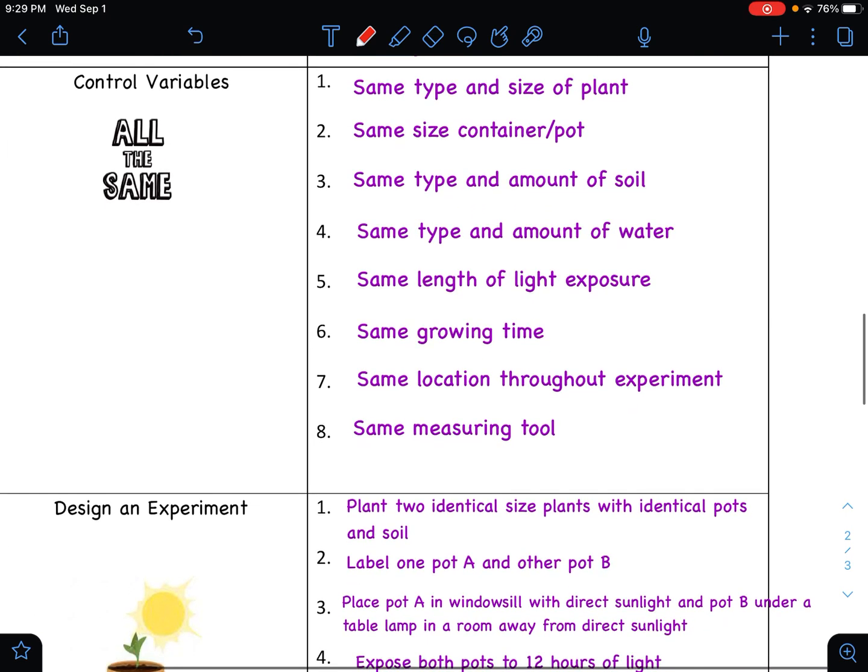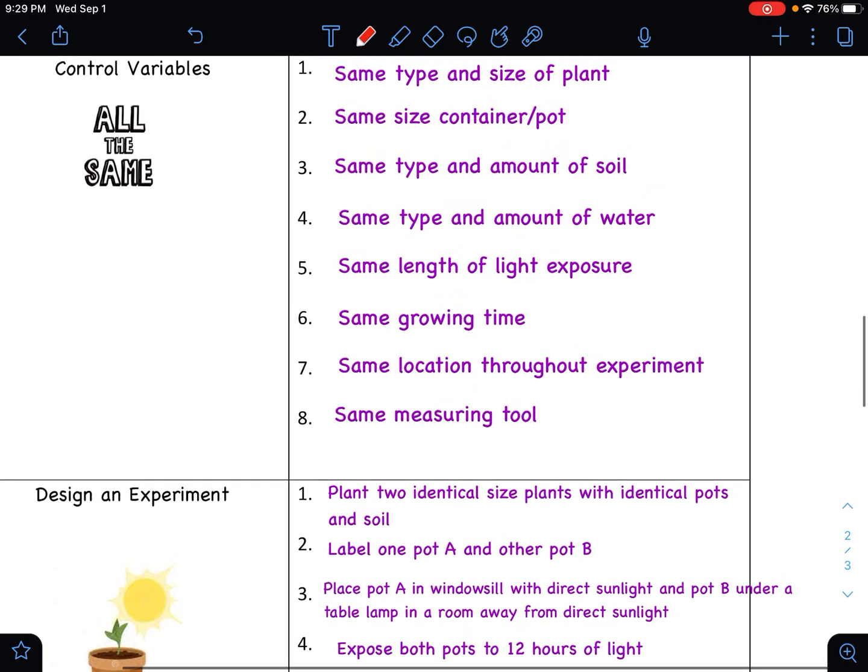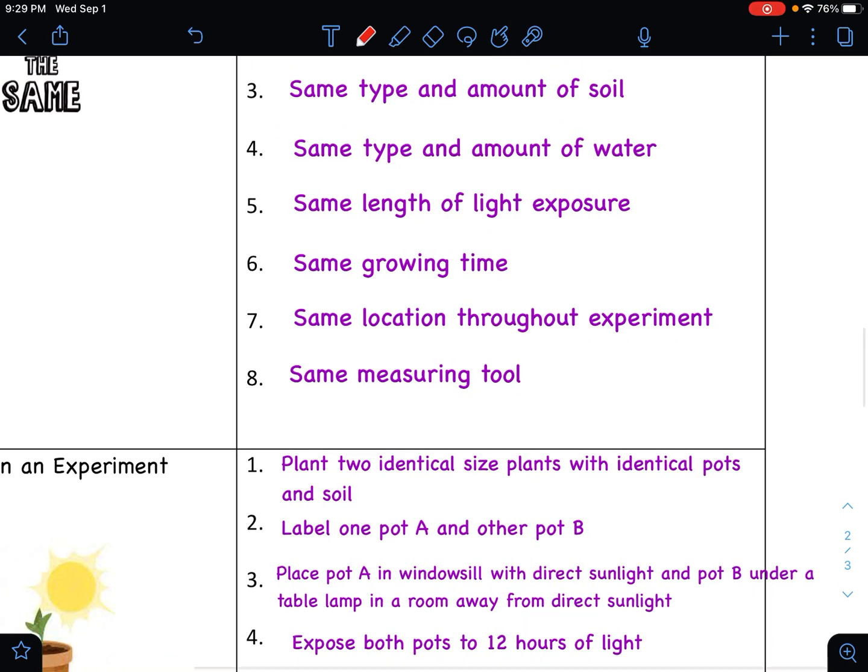All right, so now we're on to something that's new for us, where we are looking at designing an experiment. So we're going to start out by, we're going to plant. So when you design your experiment and you write out your procedure like this, you need to be very detailed. Another scientist needs to be able to look at what you've written down and figure out what it is you're trying to say, okay? All right, so we're going to plant 2 identical size plants with identical pots, and soil. Okay, so I need to add in here 2 identical size plants and type.